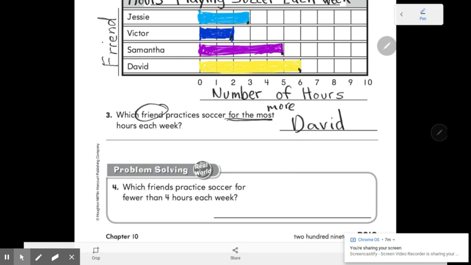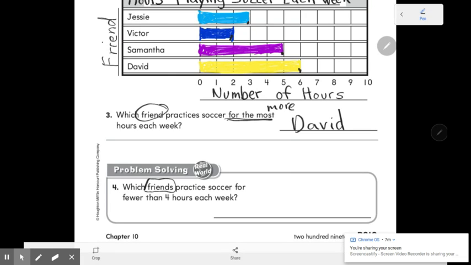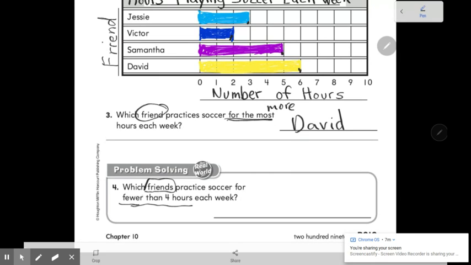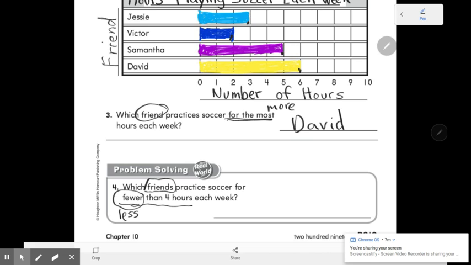Okay, our next question says, which friends, oh, that gives me a clue that it may be more than one. Which friends practiced soccer for fewer than 4 hours? Now remember, fewer means less. Fewer means less, that means poquito. So fewer than 4 hours.